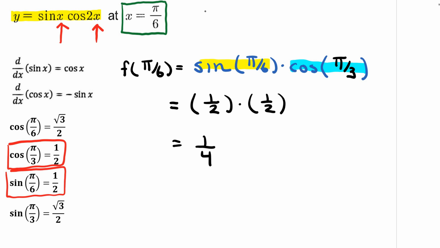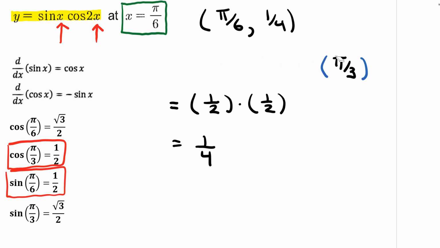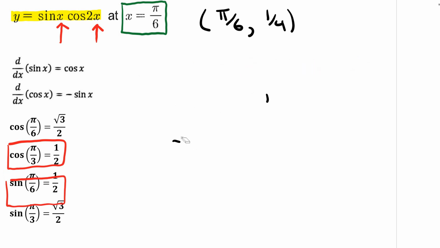Okay, so what that really means is that the intersection point of the tangent line and the original graph happens at pi over 6 and 1/4. Okay, I'm going to erase all that. And once again, if I were to update my tangent line here, it would be y minus 1/4 equals m bracket x minus pi over 6.